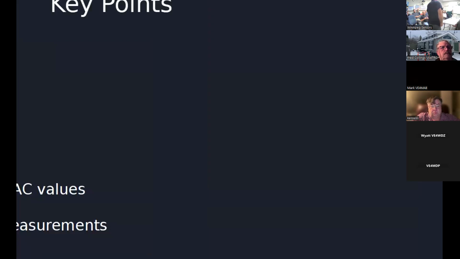So a couple of key points we'll go through. We're going to look at DC voltmeters and DC ammeters. I'm going to start off with everything based on analog meters, and then we'll talk a little more about digital. So: DC voltmeters, DC ammeters, ohmmeters, using a DC meter to read AC values, and accuracy of measurements.